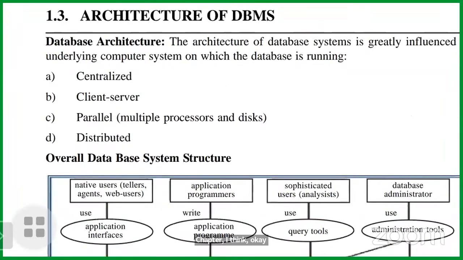Now coming to the second, third chapter, architecture of DBMS. So what about DBMS architecture? It means how we are storing data internally. That is about the architecture. So here he has given the different types: centralized architecture, client server architecture, parallel architecture, distributed architecture.